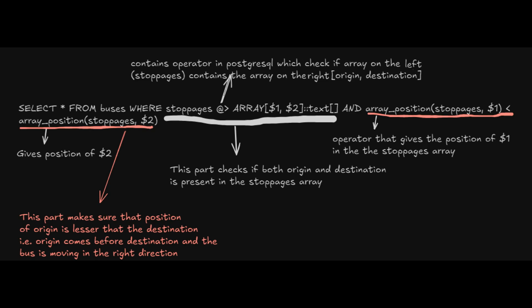Now the next part, array_position, is an operator that gives the position of $1, that is the origin, in the stoppages array. Then the next part, stoppages, $2, gives the position of $2, that is the destination. And in this entire query, the select makes sure that the position of origin is less than the destination, that is the origin comes before the destination and the bus is moving in the right direction.